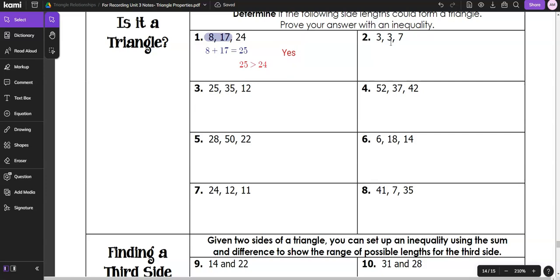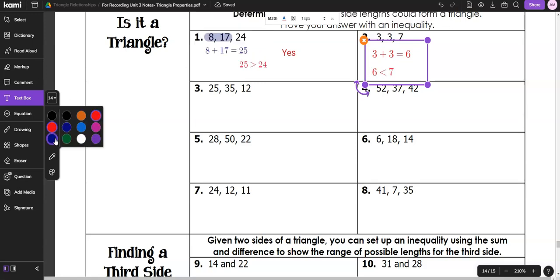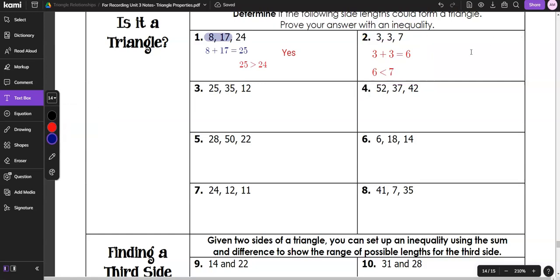On number 2, we are given 3, 3, and 7. So again, we're going to add the first two together and then determine if it is larger, smaller, or the same as the remaining side. So 3 plus 3 is equal to 6. 6, unfortunately, is less than 7. So in this case, our answer is going to be no.